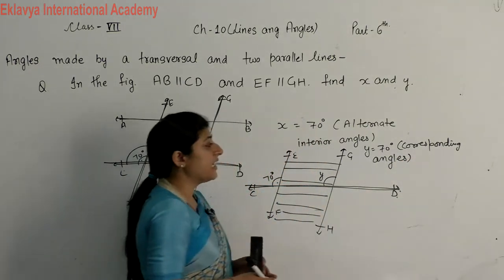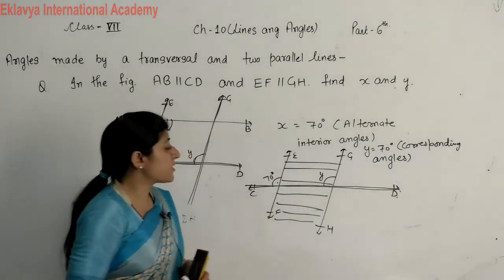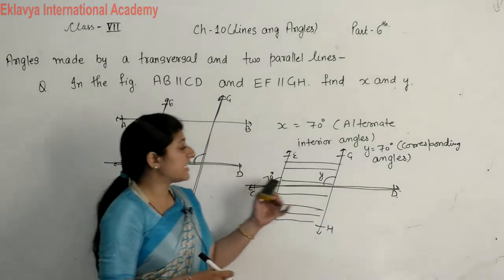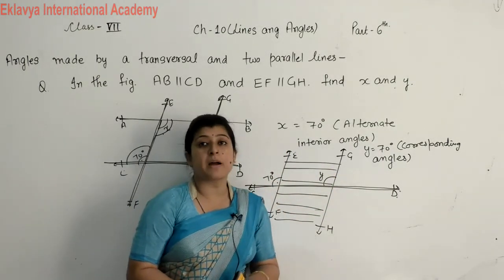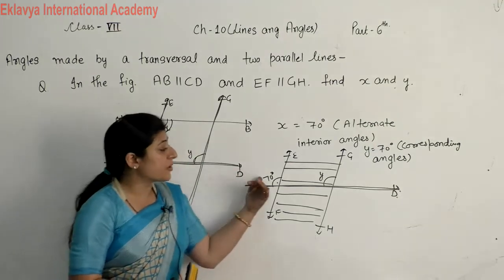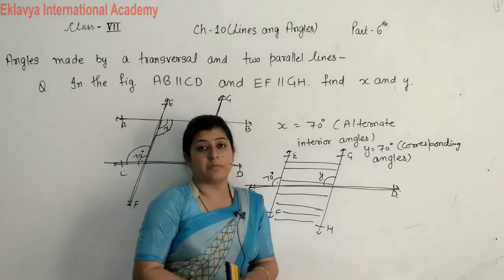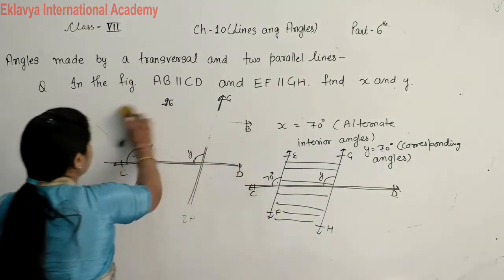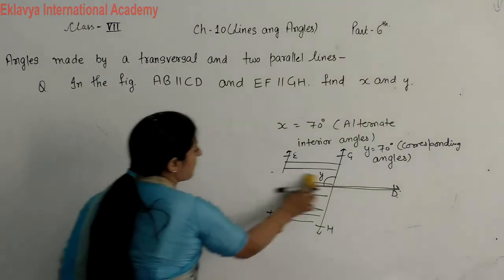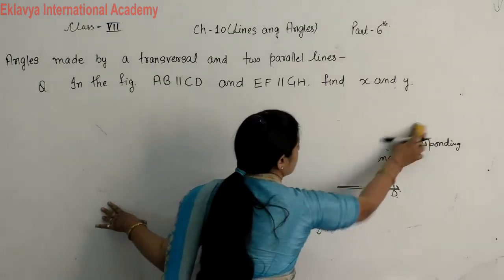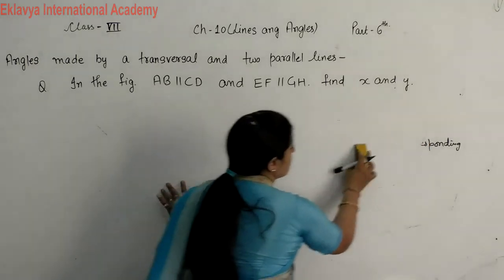Or we can say why these are corresponding angles? A transversal CD intersecting EF and GH, two parallel lines. So their corresponding angles are equal. This time we will check the relation between given angles, then find out our answers. Another example.